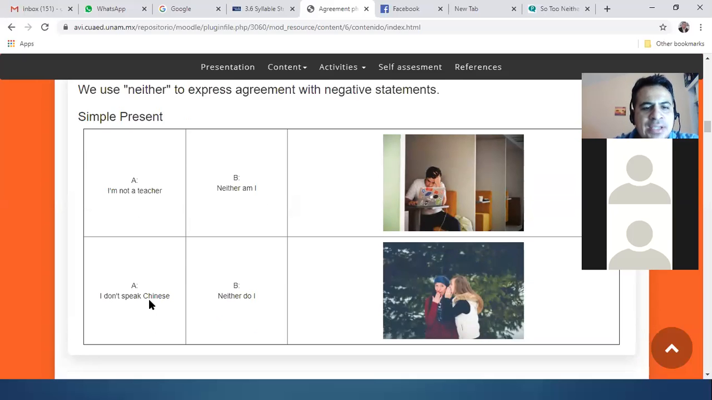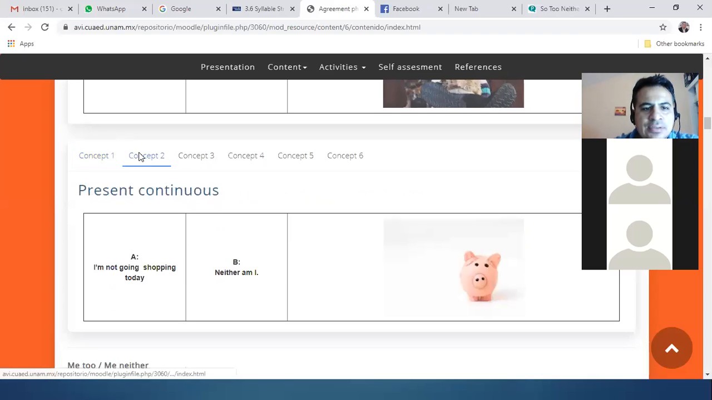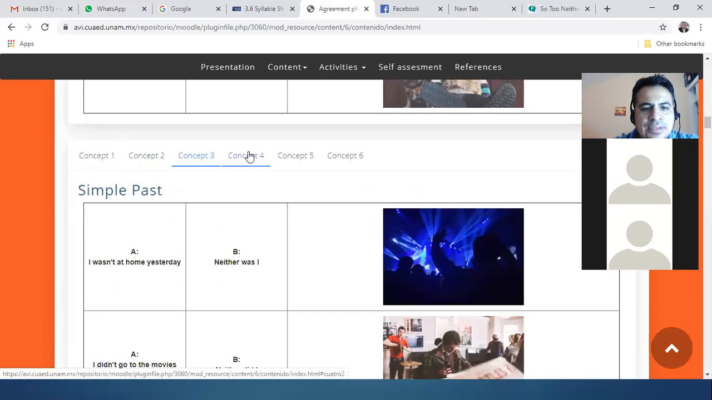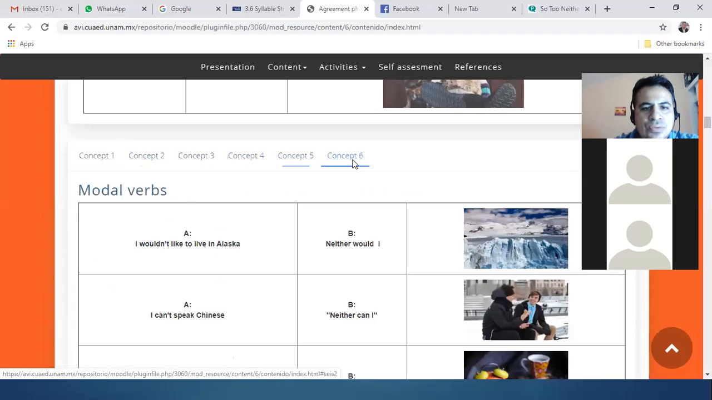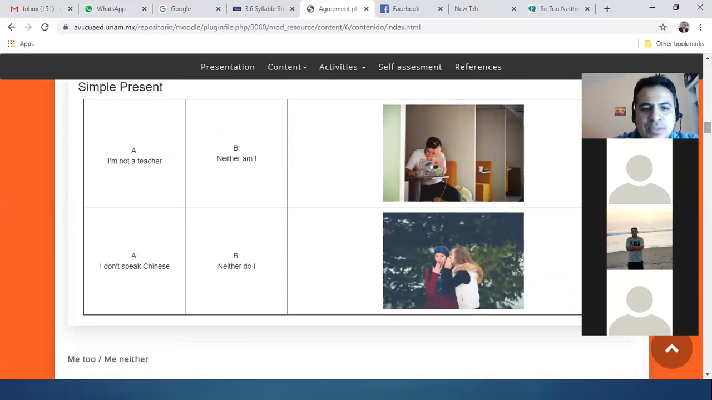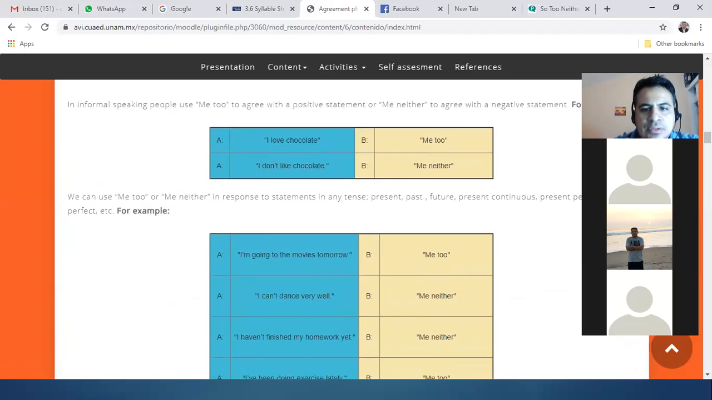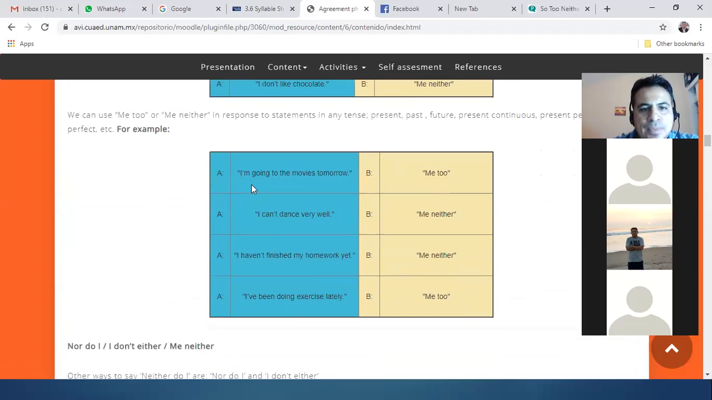I don't speak Chinese. Neither do I. Okay. Very good. Now, hay otros ejemplos aquí. Ustedes le pueden dar clic aquí, miren. Just continue to see the examples there. Okay. So, si tienen dudas de este tema todavía, tienen esos exercises, okay? You have more examples here.